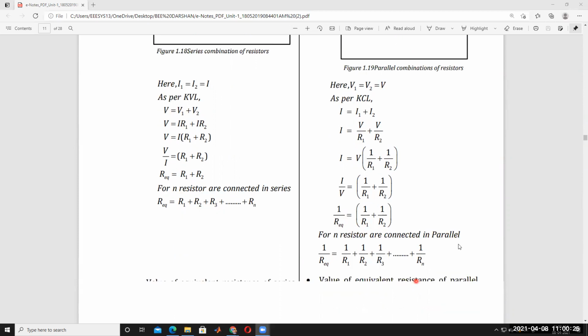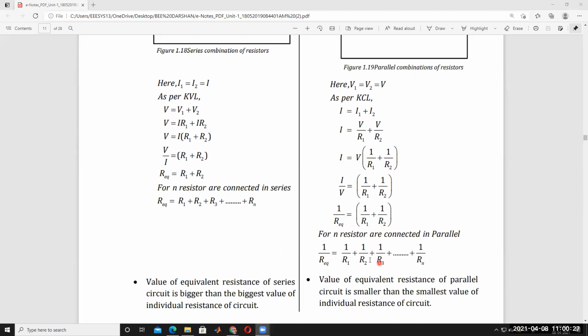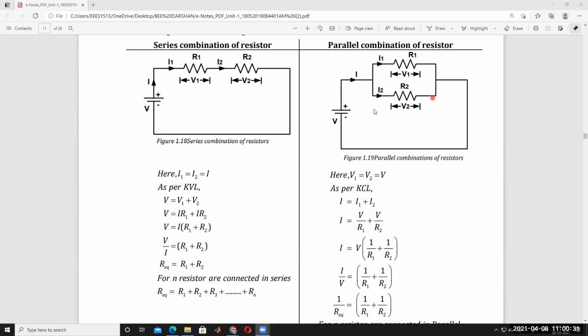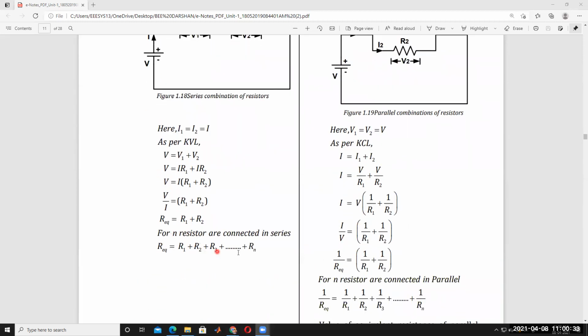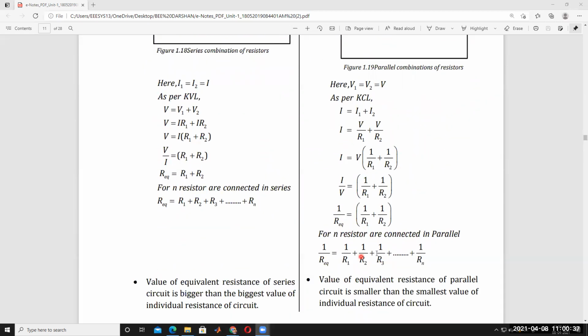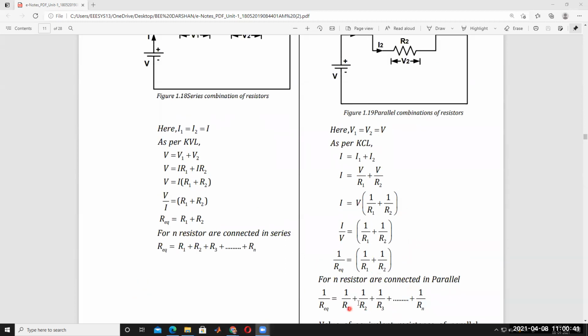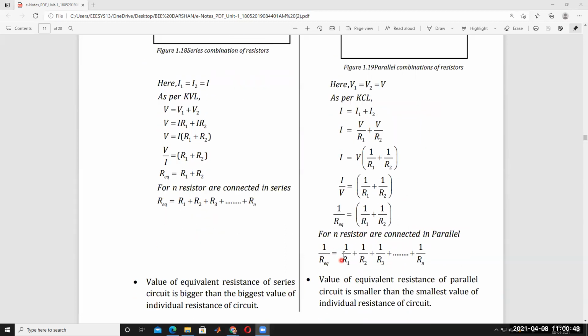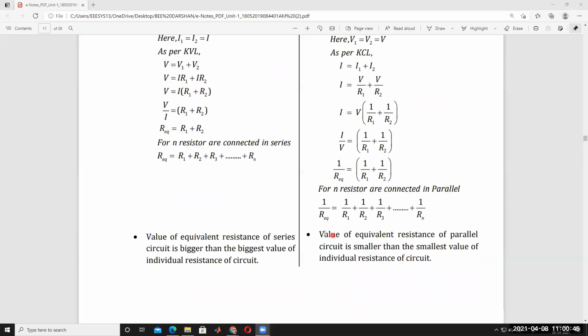For n resistors connected in parallel, what is the equivalent resistance? 1 by R1 plus 1 by R2 plus 1 by R3, and so on. Here, what is the equivalent resistance? R1 plus R2 plus so on up to Rn. Here, what is the equivalent resistance? 1 by R1 plus 1 by R2 plus 1 by R3. So like this, the equivalent resistance is changing. So this is the equivalent resistance in series and parallel combination.